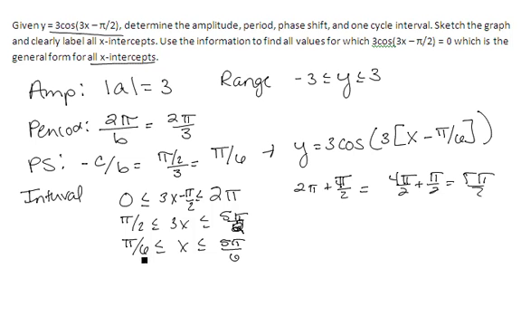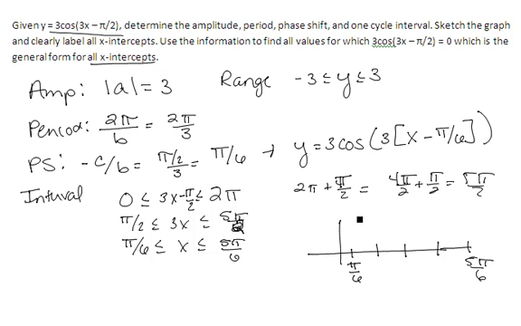We could count them out. Pi over 6, 2 pi over 6, 3 pi over 6, 4 pi over 6, 5 pi over 6 would give us 4 pi over 6 units in length, which is 2 pi over 3. We are now ready to sketch our graph. I'm going to use units of pi over 6: 2 pi over 6, 3 pi over 6, 4 pi over 6, 5 pi over 6.